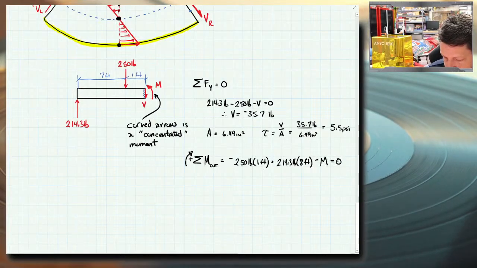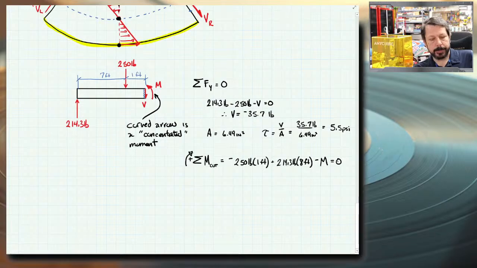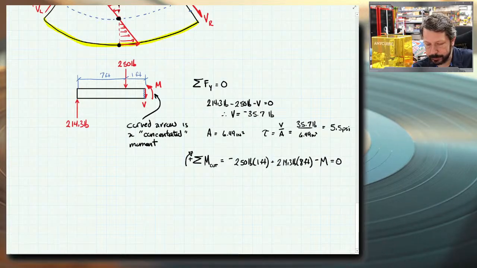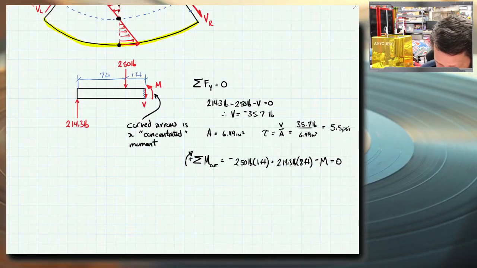Those have to add to 0, or else this little piece of my beam is spinning about this cut surface, which again, I know is not true. It's not the same as deflecting or bending, flexing, all of those things. That's not spinning and rotating. So that's a different thing. Yes, it probably is moving around a little bit because it's deflecting and bending, but it's not spinning about the cut. So we can solve for M.